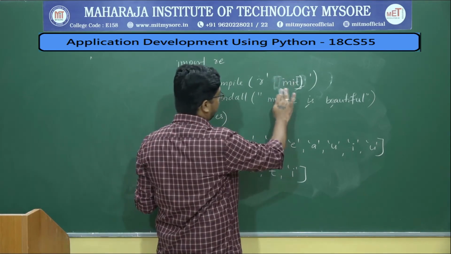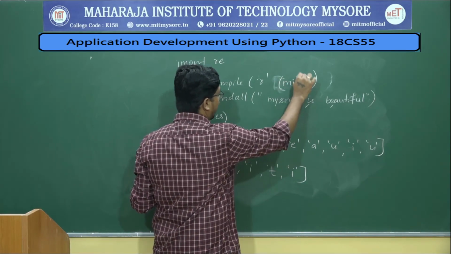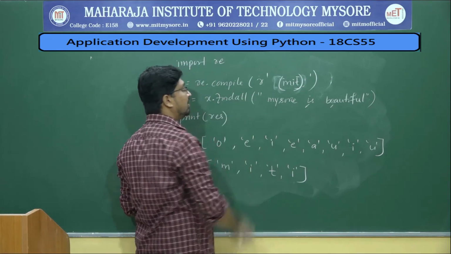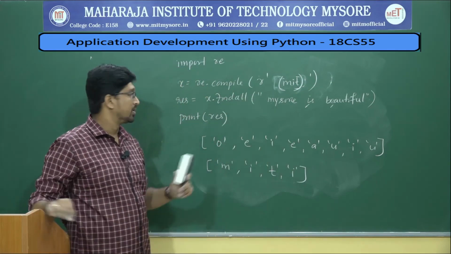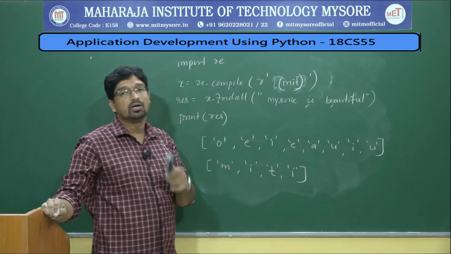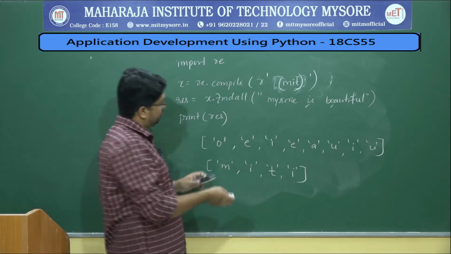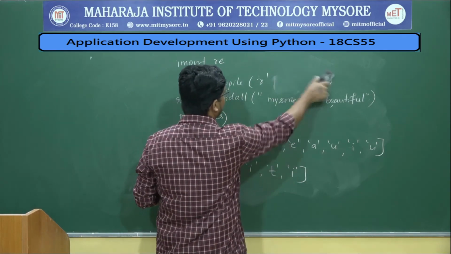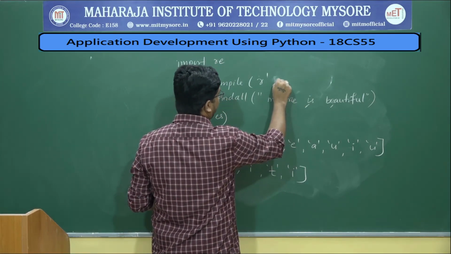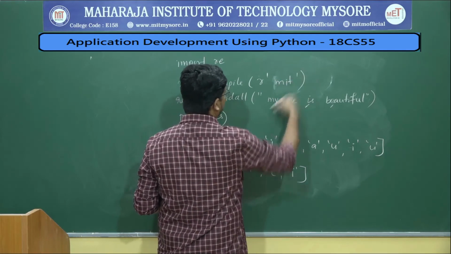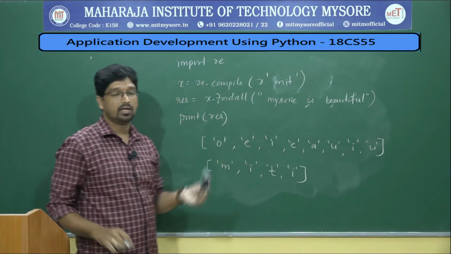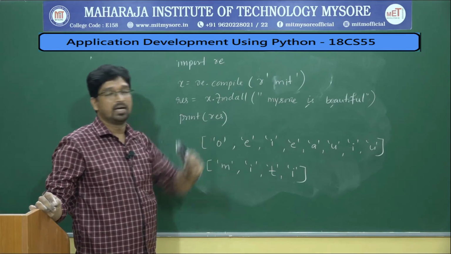But if you write this as a circular bracket, it means I am telling my Python interpreter to try to match the word MIT, because we are grouping MIT. Or if you don't want grouping also, you can simply say MIT. If you write without brackets also, if you write MIT, it will search for the word MIT.